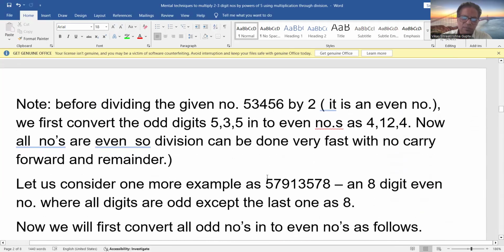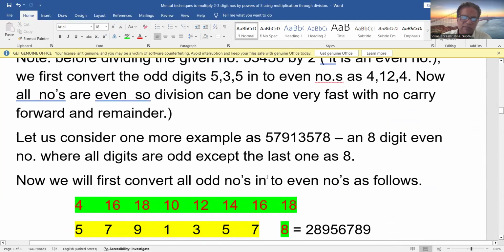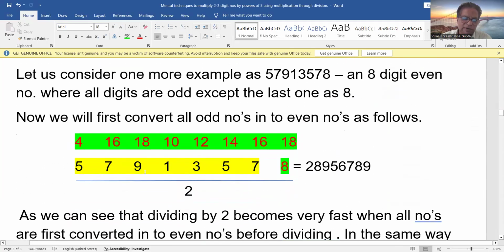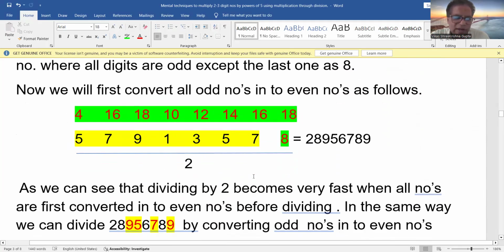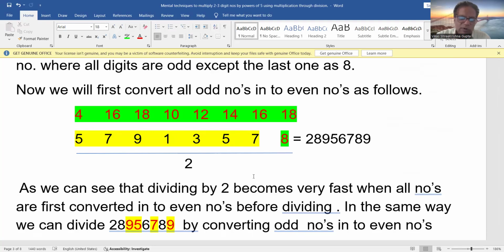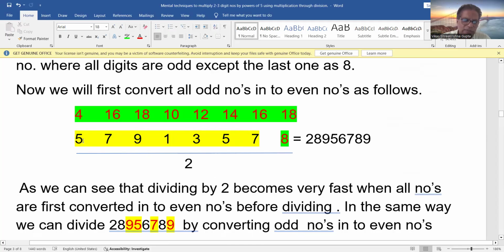Now, in the same way, suppose I have to divide 5791357 by 2. Suppose the question is to multiply 5791357 by 5. So what you have to do is first divide by 2. All these digits, 5791357, are odd. So before dividing by 2, I will first convert all of these into even numbers.